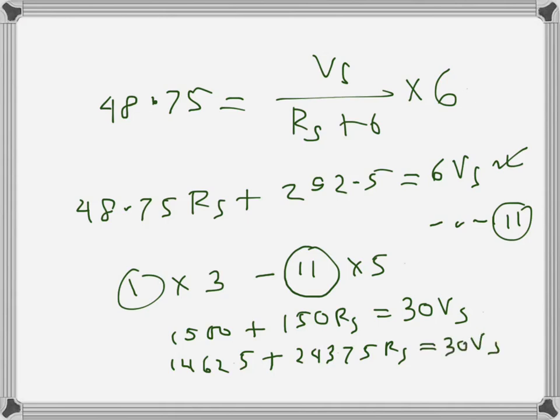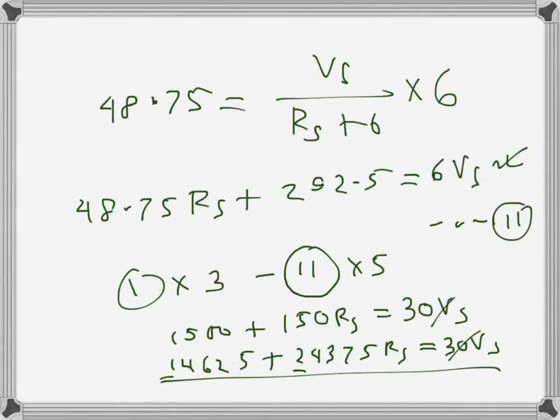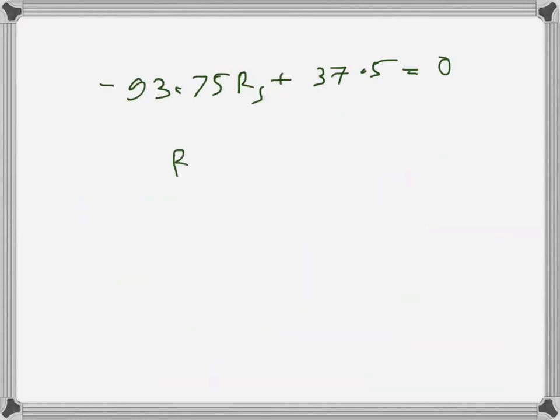So when we subtract, these two get cancelled, and here we get minus 93.75 Rs plus 37.5 equals 0, and then Rs becomes 0.4 mega ohms. So that's the internal resistance, 0.4 mega ohms or 400 kilo ohms. So that we get now.